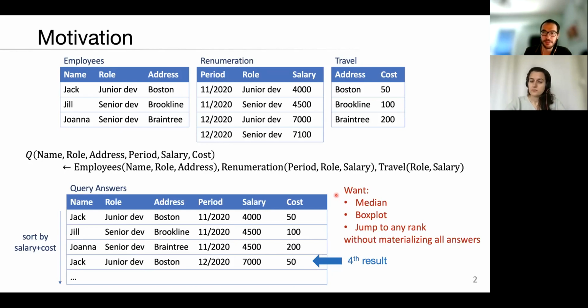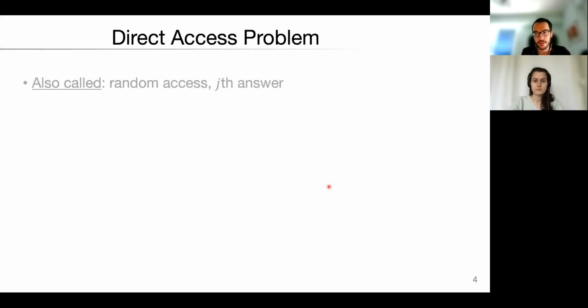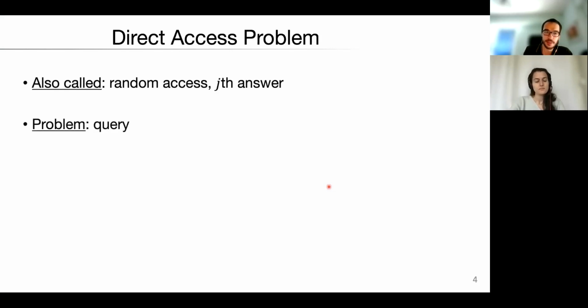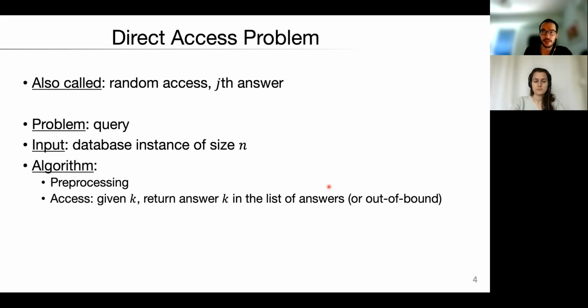That's a very interesting problem, Nofar. So let's try to formalize it. Let's call it the direct access problem, which has also been called the random access or the jth answer problem in the literature. This problem is about a specific query, and the input is a database of size n. The goal is to design an algorithm that after some pre-processing takes the index k on the array of query answers and is able to return the answer in that particular index.